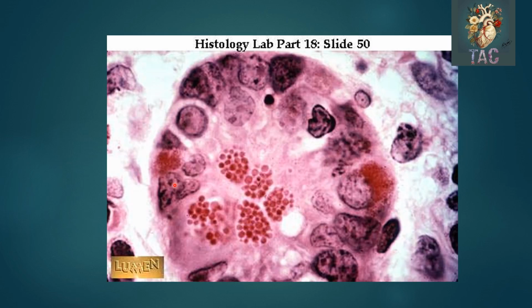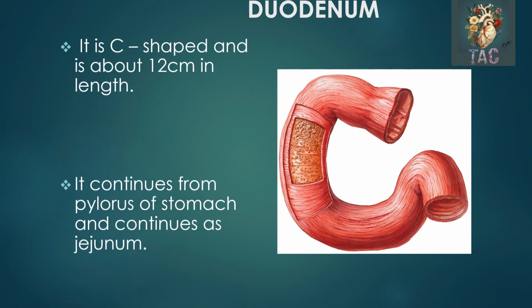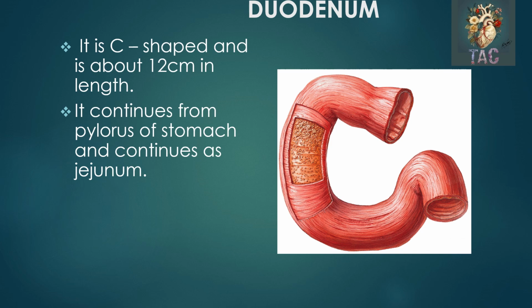Again, a cross section through the base of the gland showing lysozyme containing Paneth cells in it. So now we will go through the different features of all parts of the small intestine one by one. First of all, we will look into the duodenum.